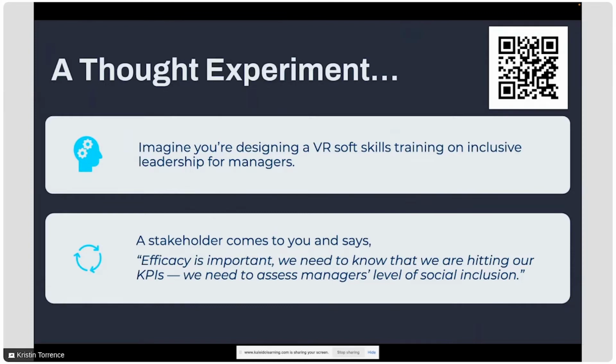Go ahead and scan that QR code and pull up Mentimeter again. If you don't have it up anymore, I will be able to share that link with you and the code, or feel free to scan this QR code, but share your ideas on how we might assess social inclusion.